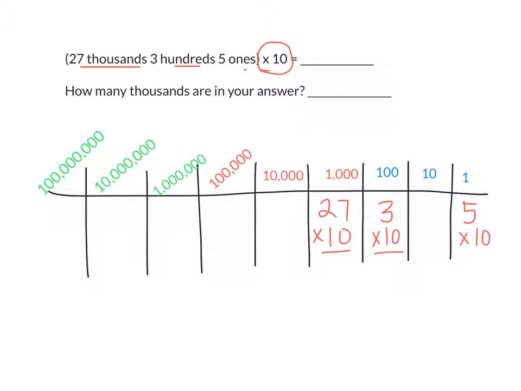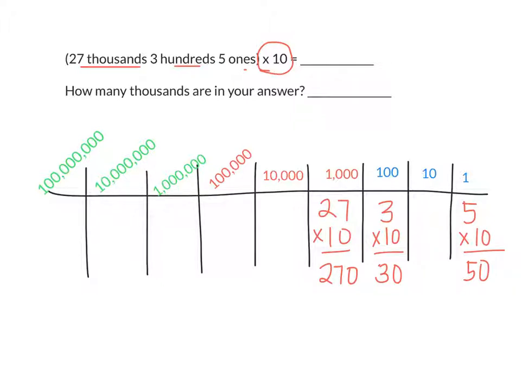Now what we need to do is multiply all of those by 10. So what's 27 times 10? Arnav? If we make 10 copies of 27 thousands, we end up with 270 what? What column is it in? Thousands, good. So we have 270 thousands. And then let's talk about the hundreds. If we have 3 times 10, how many hundreds do we have altogether? 30, very good. 30 hundreds. If we have 5 times 10, how many ones do we have? 50 ones. So one way we could say this answer is 270 thousands, 30 hundreds, and 50 ones.